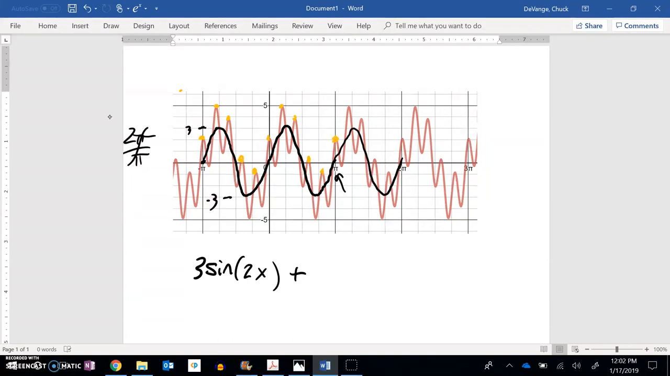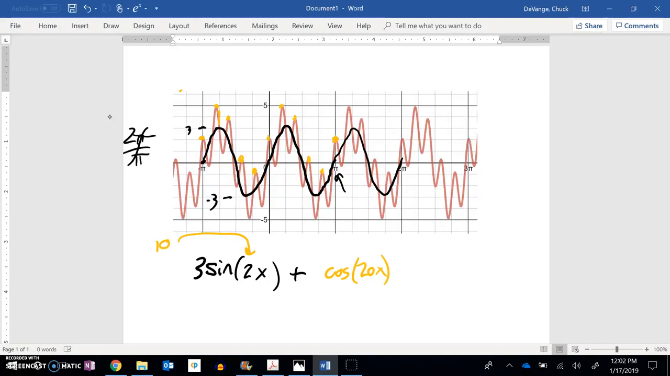1, 2, 3, 4, 5, 6, 7, 8, 9, 10. So it looks like it goes through like 10 cycles there. But those 10 cycles happen within that 2, that they happen twice as much. So I think that then this is going to be cosine of 10 times 2, 20x.